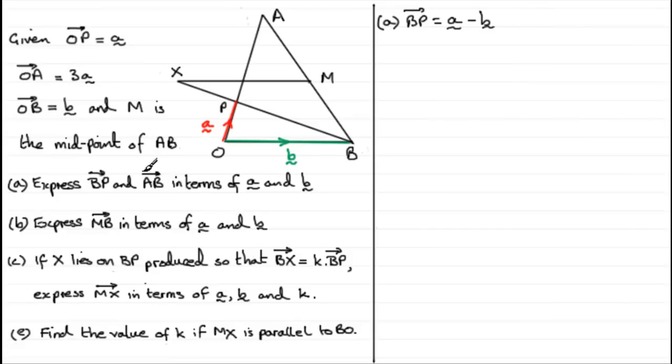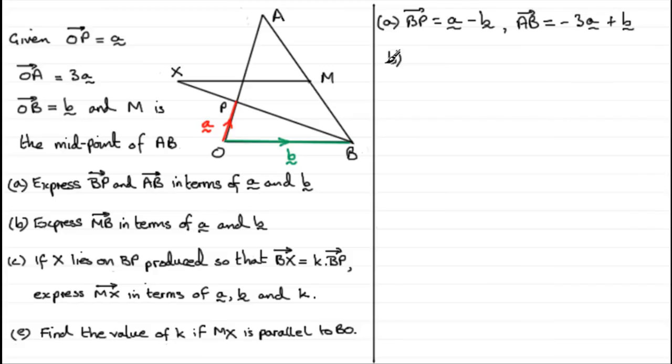Now we've got AB in terms of a's and b's. So AB, coming from here to here. Well, if we're going from A to B, we can go from A to O followed by O to B. So AO is going to be minus 3a because we're told that OA is 3a and we're doing the reverse direction. So minus 3a plus OB, which is b. So minus 3a plus b, or b minus 3a. Leave it up to you, whatever you want to put down.